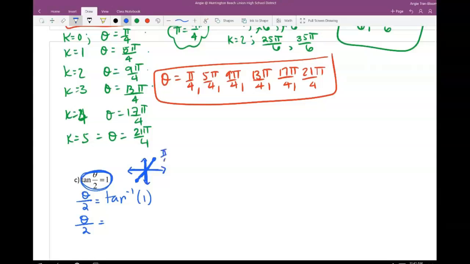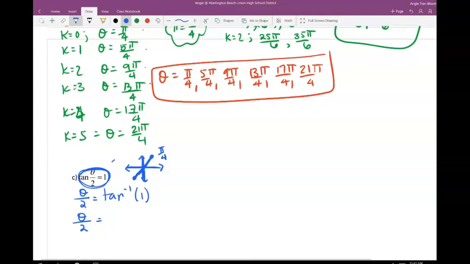Did you say pi over 4? Yay! Okay. How about quad 3? Tangent of what in quad 3 is also 1? Did you say 5 pi over 4? Okay, I'll take it. Now, normally, I'm going to say that you would write 2 equations, okay?